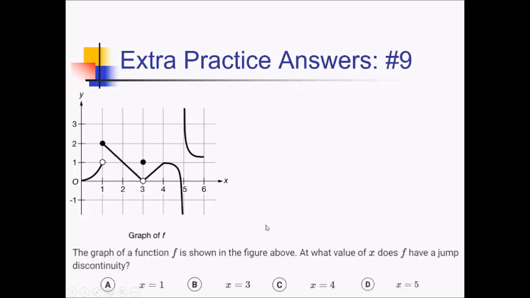For this problem, we want to know where on the graph of f we have a jump discontinuity. Looking through all these, we have a jump at x equals 1. At 3, we have a removable discontinuity. We have an infinite discontinuity at 5. So the only one that makes sense then is choice A, x equals 1.